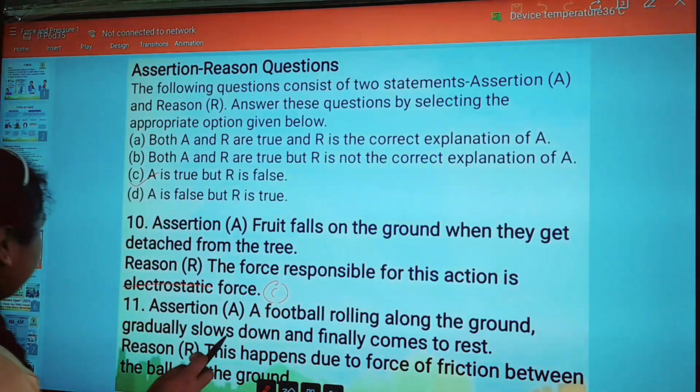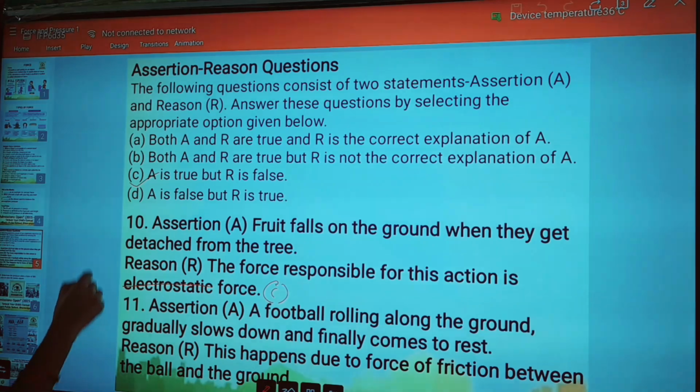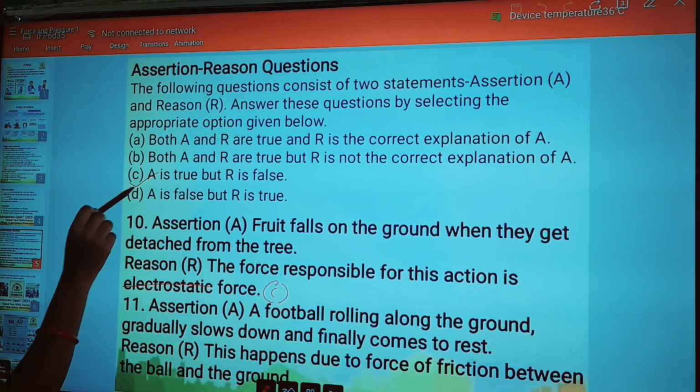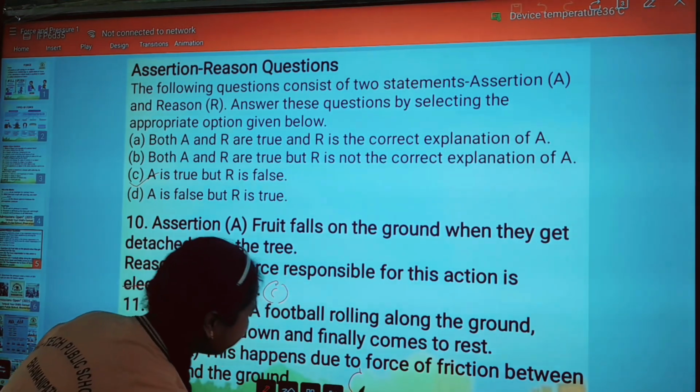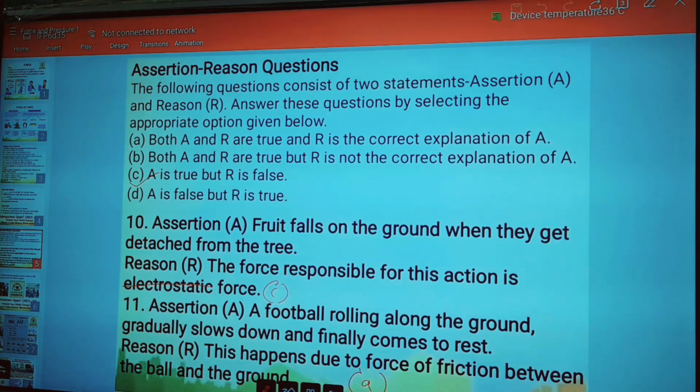Number 11. Sir, number 11 will be option A. Both A and R are true and R is the correct explanation of A. Because when a football rolls along the ground, it gradually slows down and finally comes to rest, because the friction is acting over the football. Very good. This happens due to the force of friction between the ball and the ground. That's why it slows down very gradually. Good answer. Option A. Well answered.